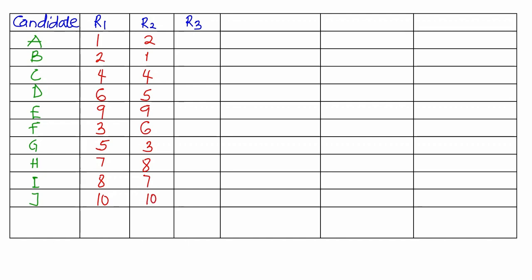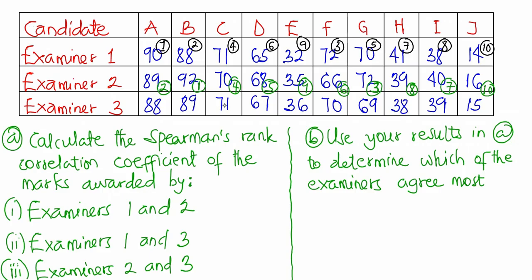Now we go back to our question again and rank examiner 3. For examiner 3, we can identify the highest number here as 89. That's for candidate B. So candidate B was the first rank, so we write 1 here. And then we can see that 88 is the 2nd, so that is 2. And then 71 is the 3rd, that gives us 3. And then 70 is the 4th, so we write 4 here. And then we can see that 69 is the 5th.